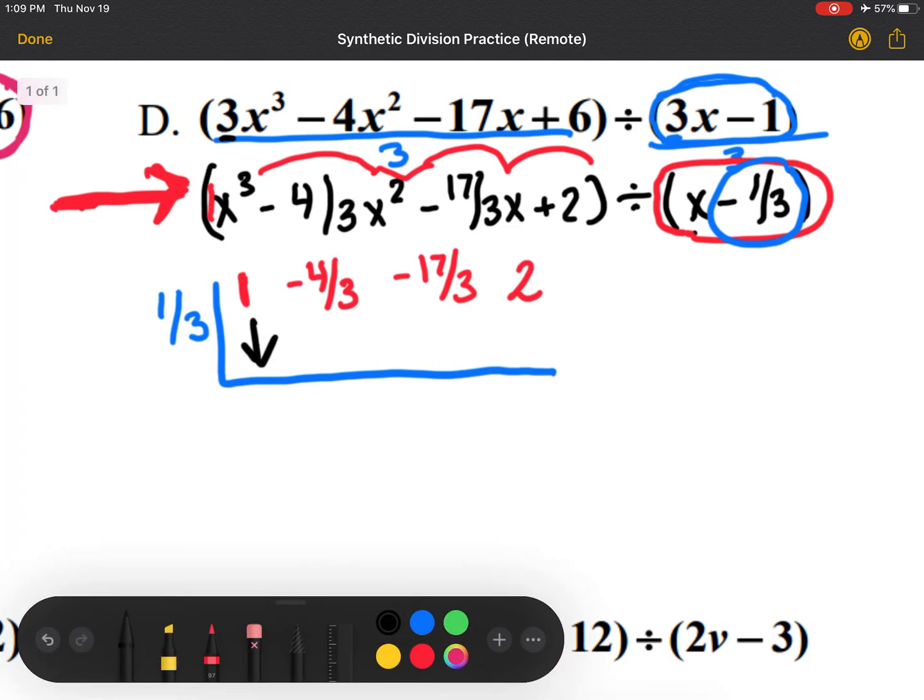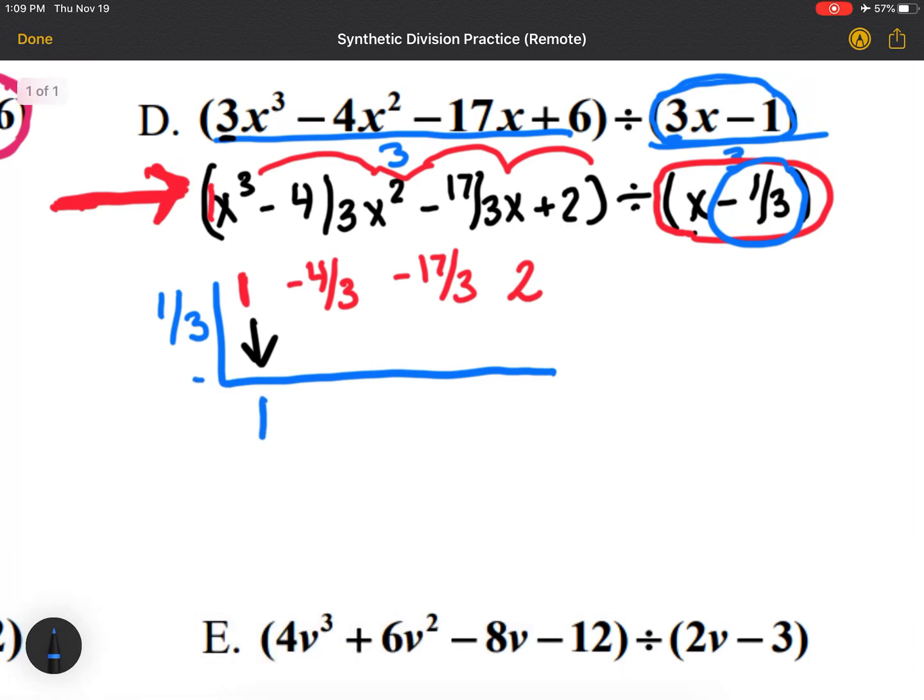So first I'm going to drop down that 1. And 1 times 1/3, because remember we're multiplying on the outside, is 1/3. Okay, and we're going to add in here. So negative 4/3 plus 1/3 is negative 1. Negative 1 times 1/3 is negative 1/3. And if you add these, negative 17 thirds plus negative 1/3 is actually negative 6. And negative 6 times 1/3 is negative 2. And if I add these, 2 plus negative 2 was 0.